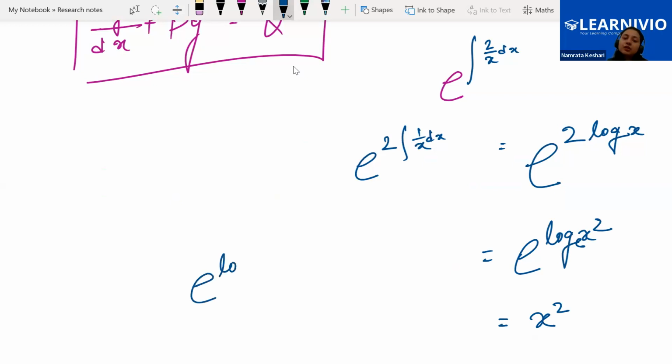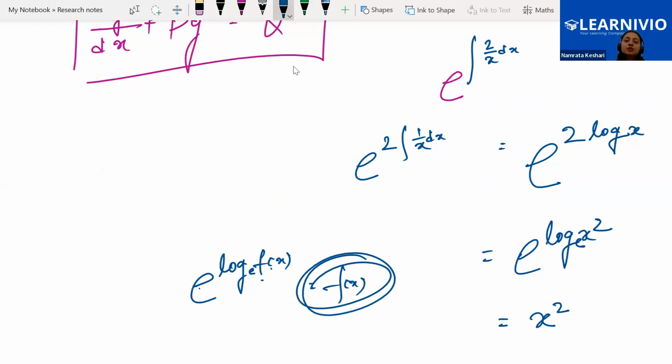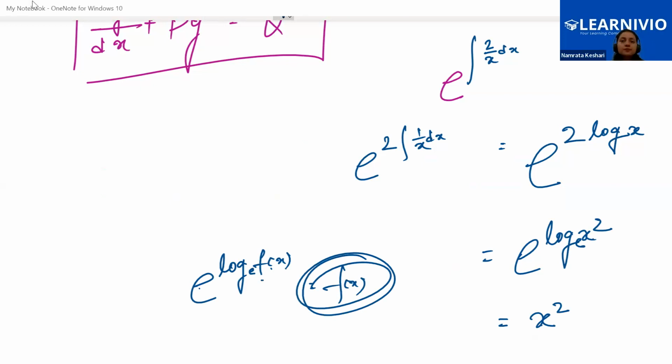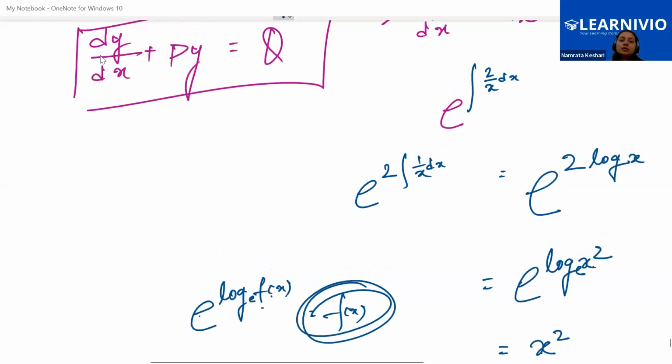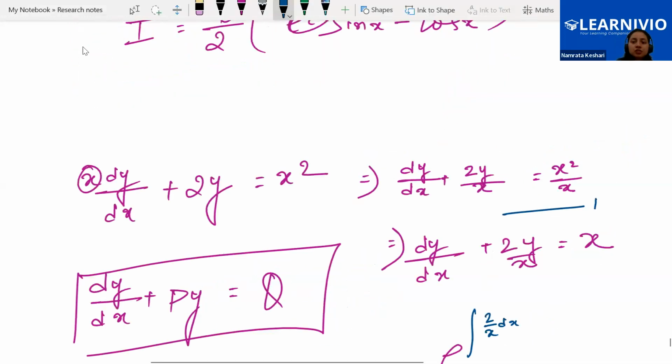Basically, e to the power log of f of x. Here we understand that base is e. E log e, that is only becoming 1. We will end up having the result as this only, the function which we are having. That's why we can have just x square over here, and that is the integrating factor. Getting me? Yes, ma'am.